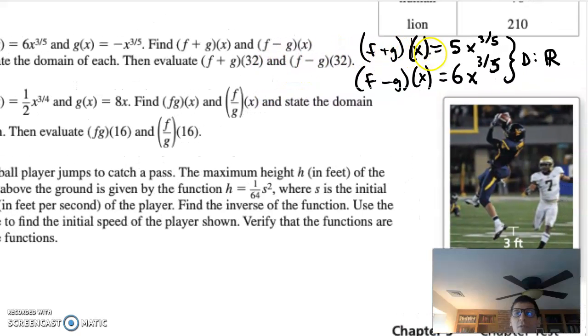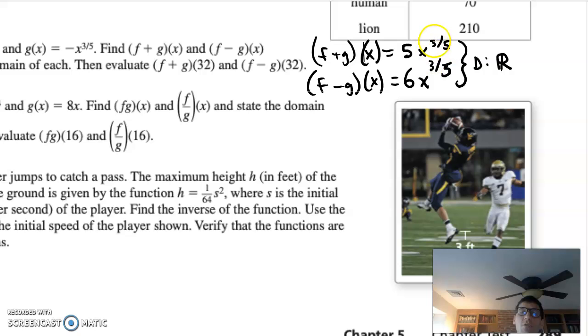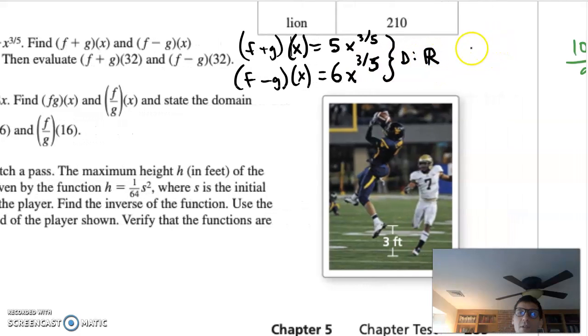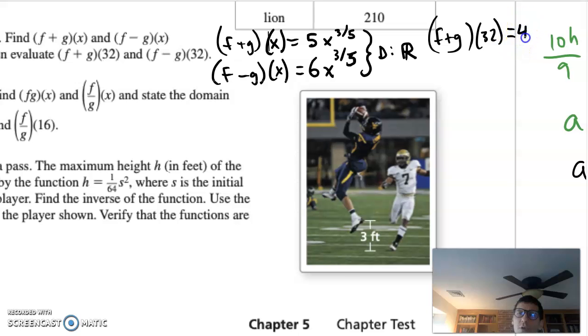Plug in 32 for each one. Well, let's find out what 32 to the 3/5 power is. Well, the 5th root of 32, if I'm not mistaken, is 2. And 2 to the 3rd is 8. So 32 to the 3/5 would be 8. So f plus g of 32 would just be 5 times 8, which is 40. And f minus g of 32 would be 6 times 8, which is 48.